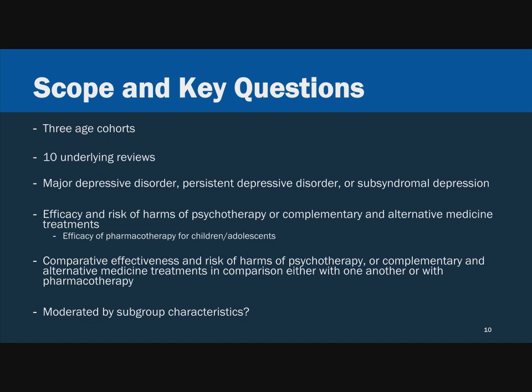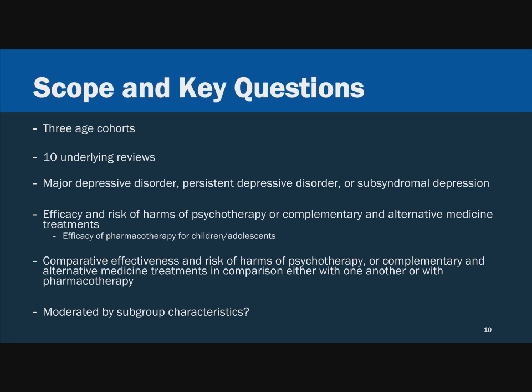Now, for comparison, our 2 other clinical practice guidelines, PTSD and obesity, each of those used only 1. So these guys were ambitious, and they used 10, which is very impressive. They included major depressive disorder, persistent depressive disorder, subsyndromal. They looked at efficacy and risks of harm to psychotherapy or complementary and alternative medicine treatments. They looked at efficacy of pharmacotherapy for children and adolescents only.